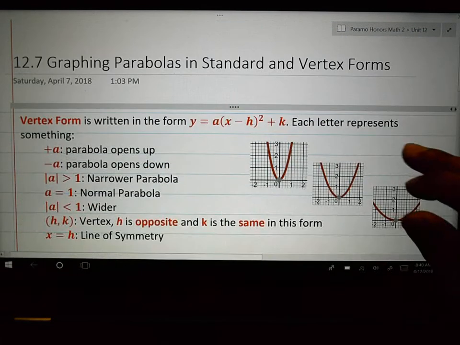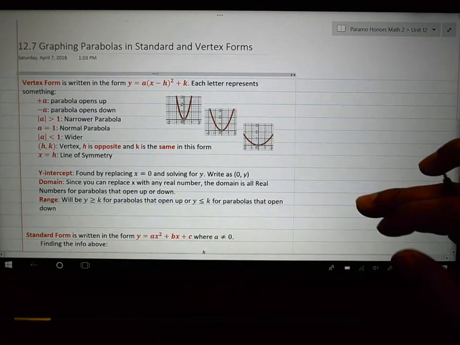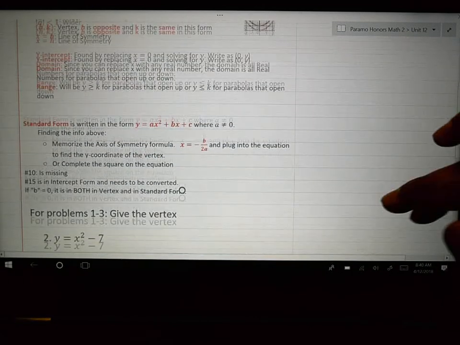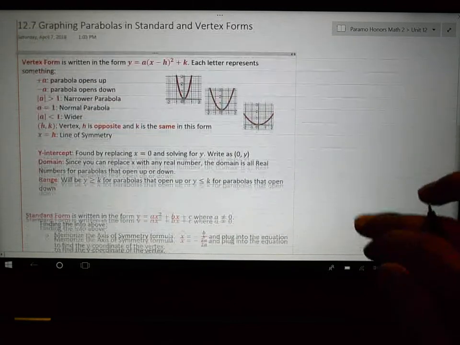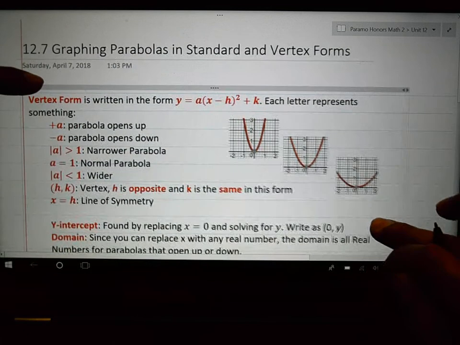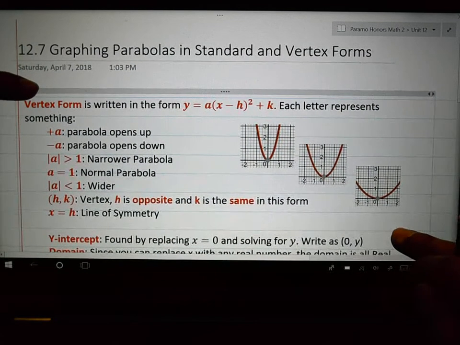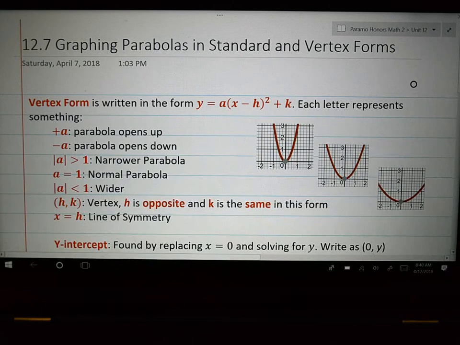Today's notes are on 12.7, graphing parabolas in standard and vertex form. So these are all the notes that you are writing down today. What I want to do first and foremost is zoom in a little bit for you, right about there. And what I would recommend is that you pause the video right now so students can copy down the notes.